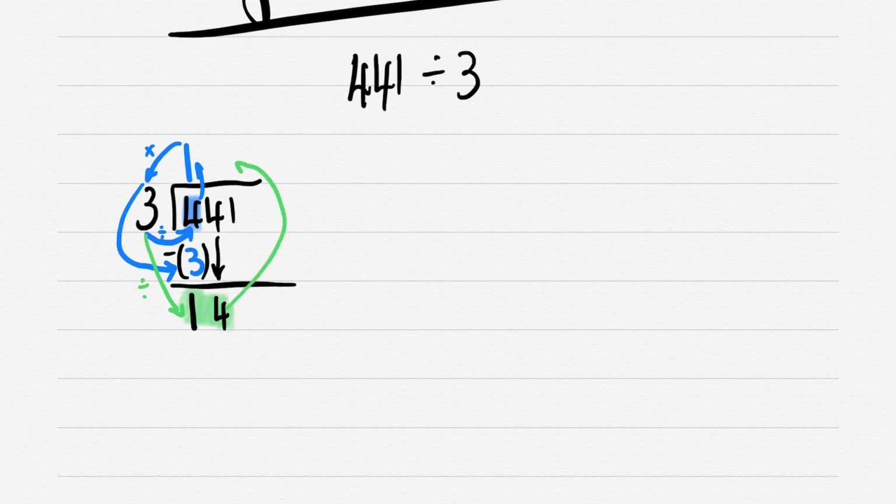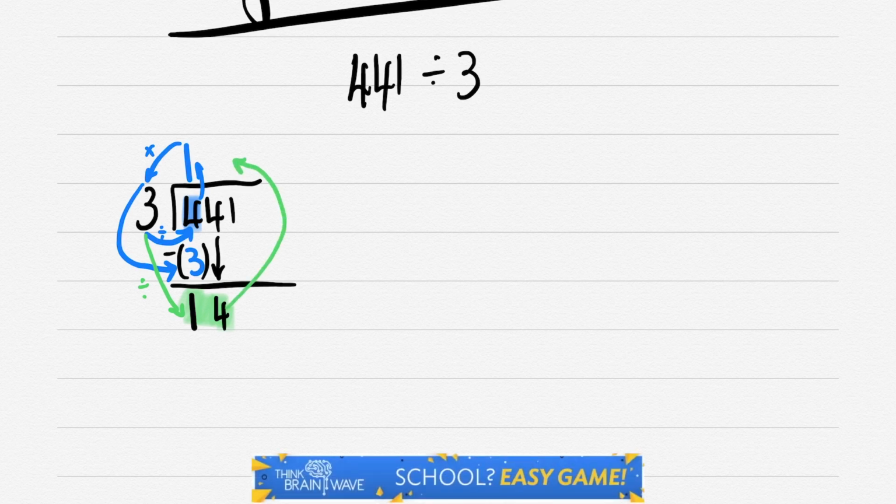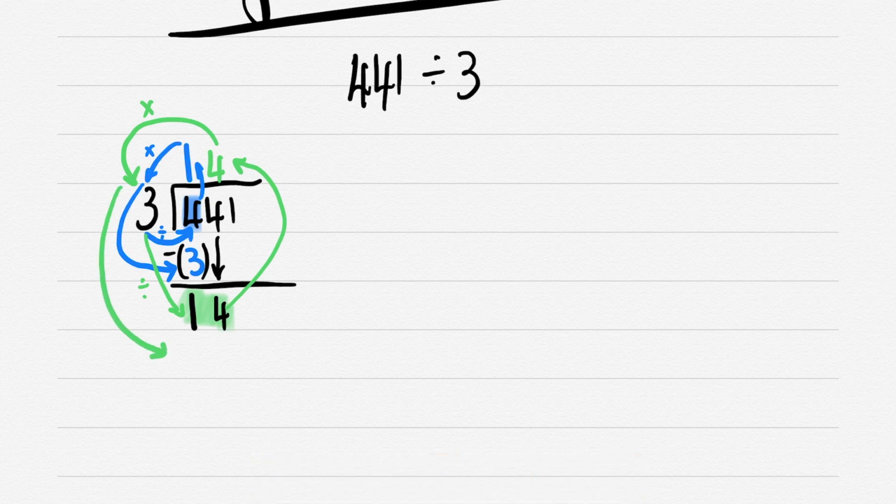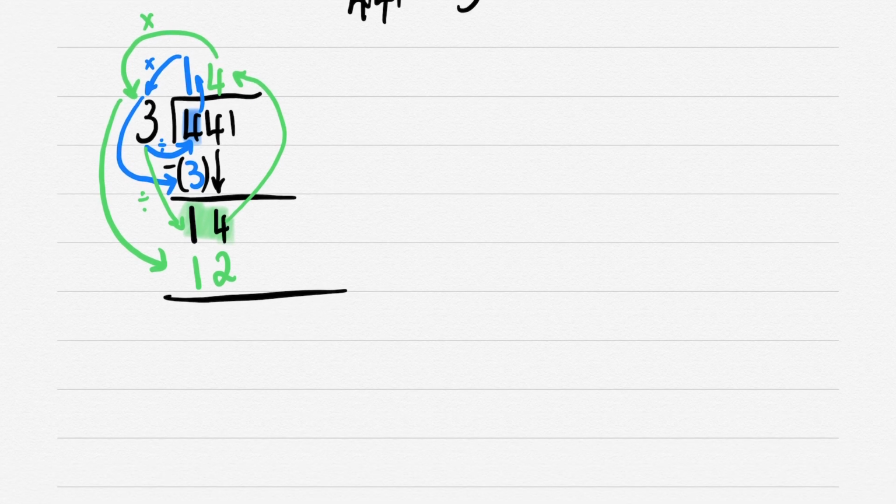So we say, there we go, we put the 4 up to the top, because 14 divided by 3 is 4 with a remainder. We then say 4 times 3, which is 12. We then multiply the 4 and the 3 together, we take the 12 down, and we put the 12 in brackets with a negative sign on the outside, just like we did with the 3 above.